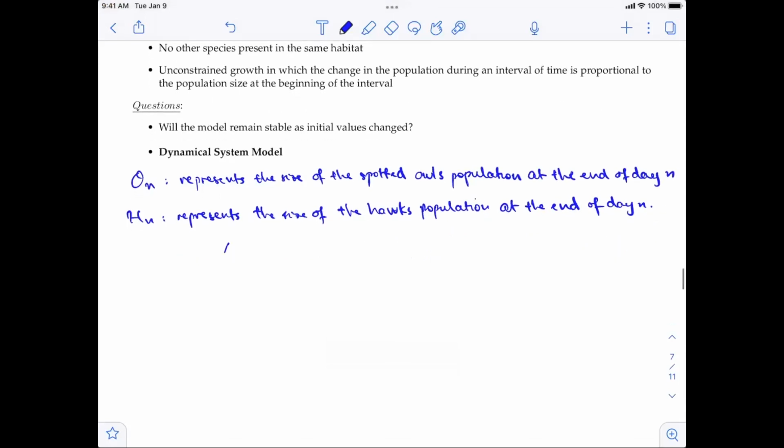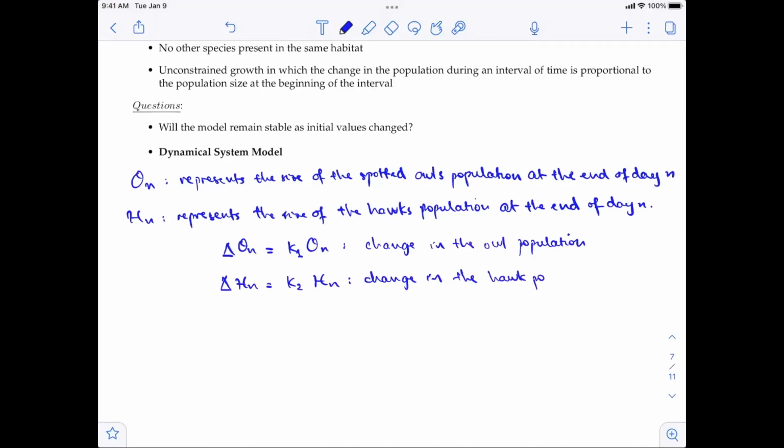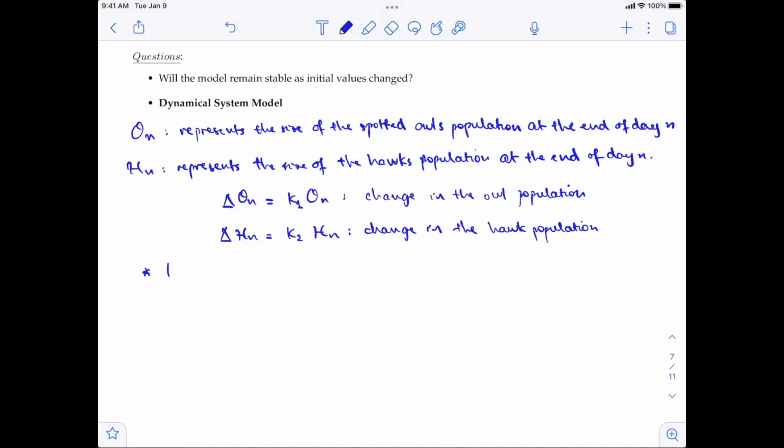So the change, delta O n, is proportional, so K1 is the constant of proportionality, times O sub n. This is the change in the owl population. And we're going to do the same for the hawk population. So delta H n equals K2 times H n. All right, so this is the change in the hawk population. Now again, K1 and K2 are positive constants of proportionality.